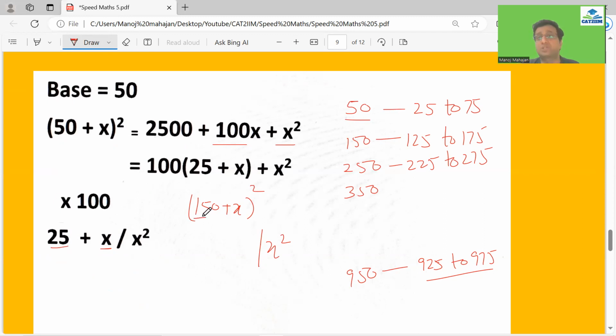So we're going to get 15 square. That is what? 225. Plus what? So let's multiply 2 into 150 into x. This is what we have to do. So this is nothing but 300x. Again, 100 would be common. So what we are going to get is nothing but 3x. So basically what is happening is when the base was 50, 25 plus x, and of course the left hand side is multiplied with 100. When the base is 150, what are we getting? 225 and 3x over here.